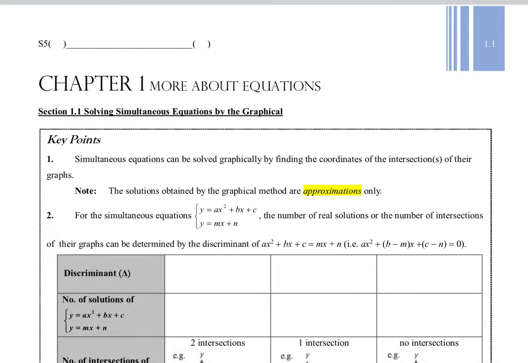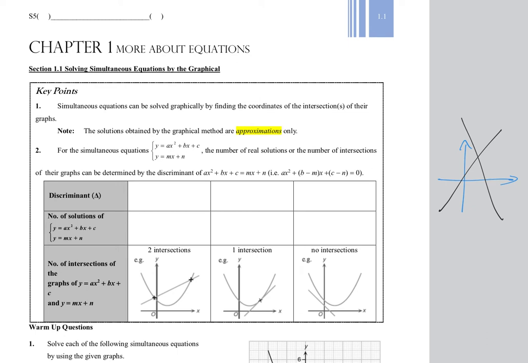Today we are going to start the first chapter of Form 5, which is more about equations. So the first part is to solve simultaneous equations. In Form 2, we have learned the method to solve a simultaneous equation of two straight lines like this: y is equal to ax plus b, or y is equal to cx plus d. And then the coordinates of this point, called the intersection, is the solution.